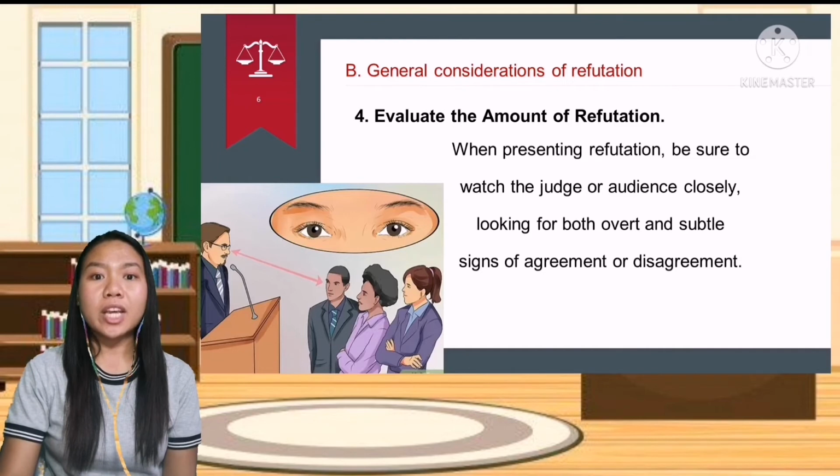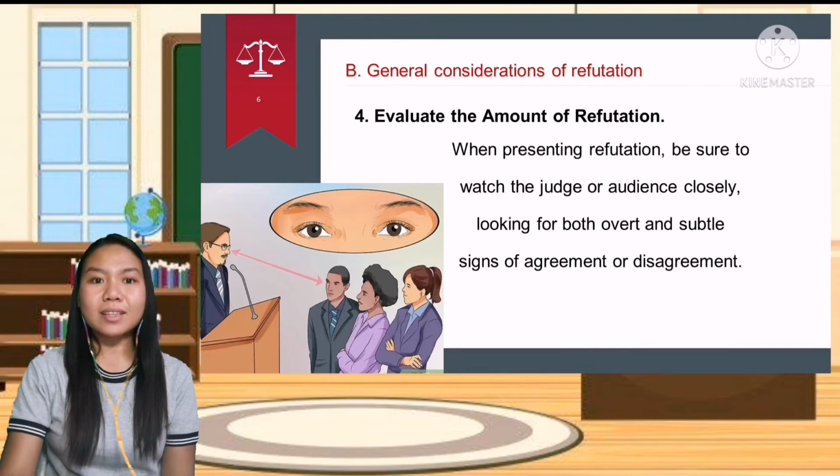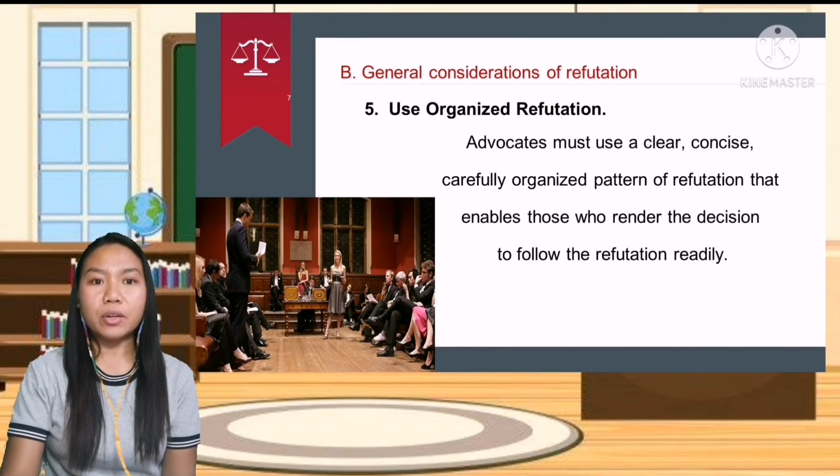Fourth, evaluate the amount of refutation. When presenting a refutation, watch the judge or the audience carefully to adapt more effectively, looking for both obvious and subtle signs of consent or disagreement. The goal is to introduce enough refutation to satisfy a rational person. Fifth, use organized refutation. Proponents should use a clear, concise, and carefully organized refutation pattern. This makes it easy for those who make decisions to follow the refutation.